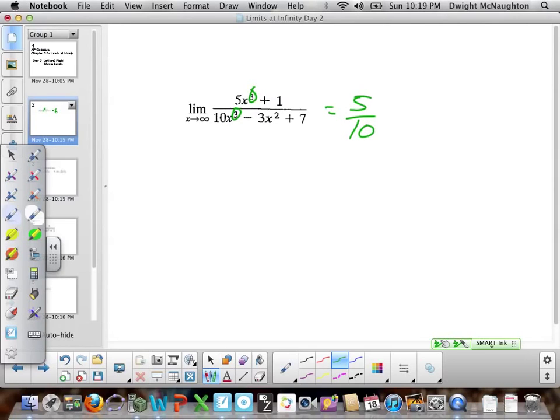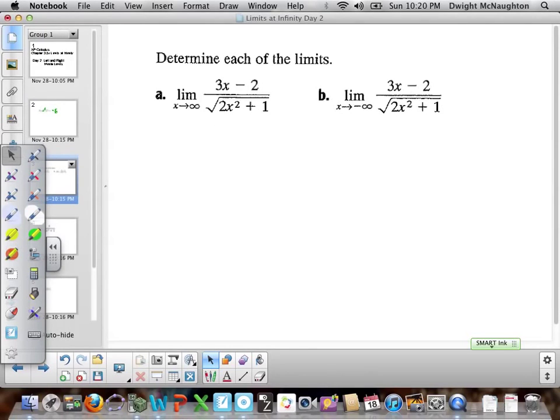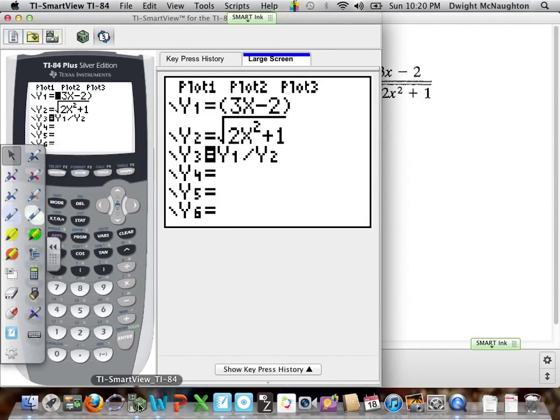Here is an example of a problem that's slightly different. Notice we have 3x minus 2 over the square root of 2x squared plus 1. This one has a radical expression in the denominator of our rational expression, and x approaches infinity. Let's take a look at this graphically first so we can see what is happening.